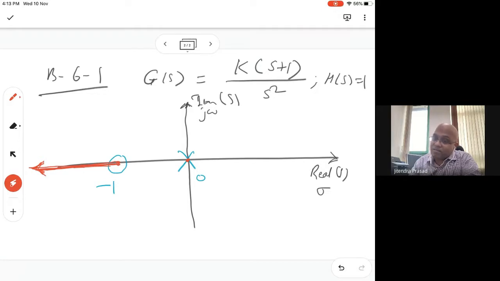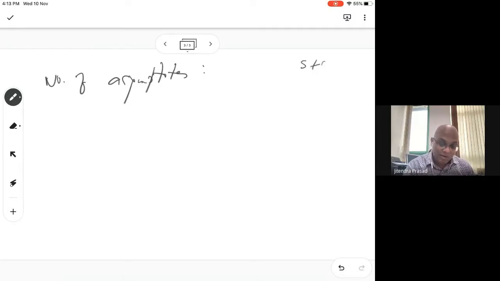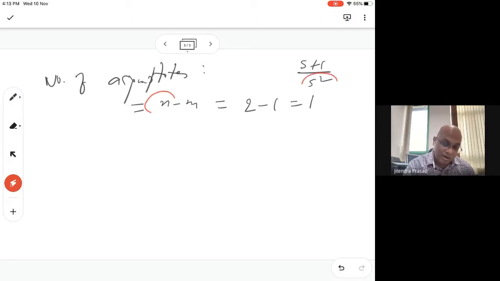First of all, we have to look for the asymptotes, the number of asymptotes that it will have. So how do you find out the number of asymptotes? Look at this one. In this case, what do we have? We have (s plus 1) over s squared. The number of asymptotes will simply be equal to n minus m, where n is the number of poles and m is the number of zeros. In this case n is 2, m is 1, so 2 minus 1 is equal to 1.